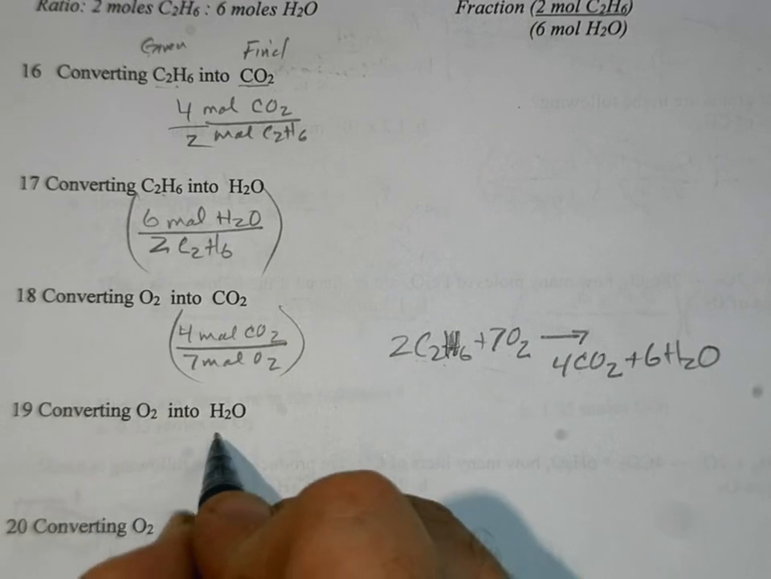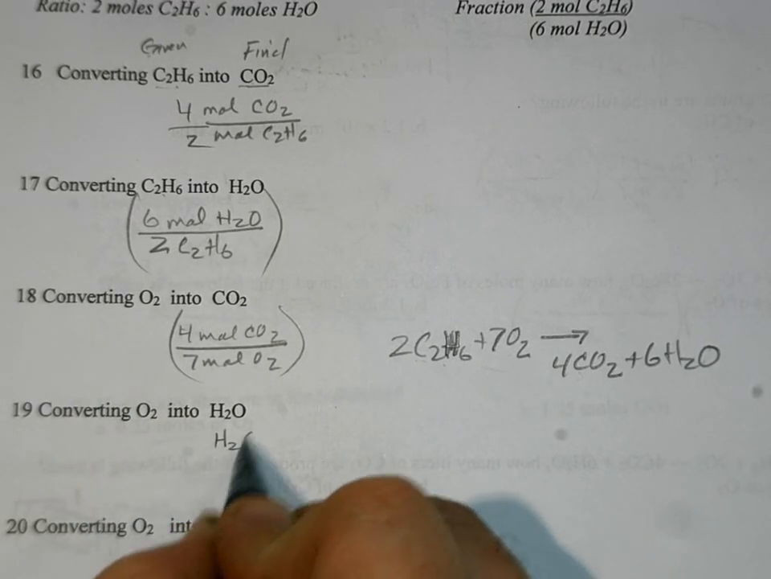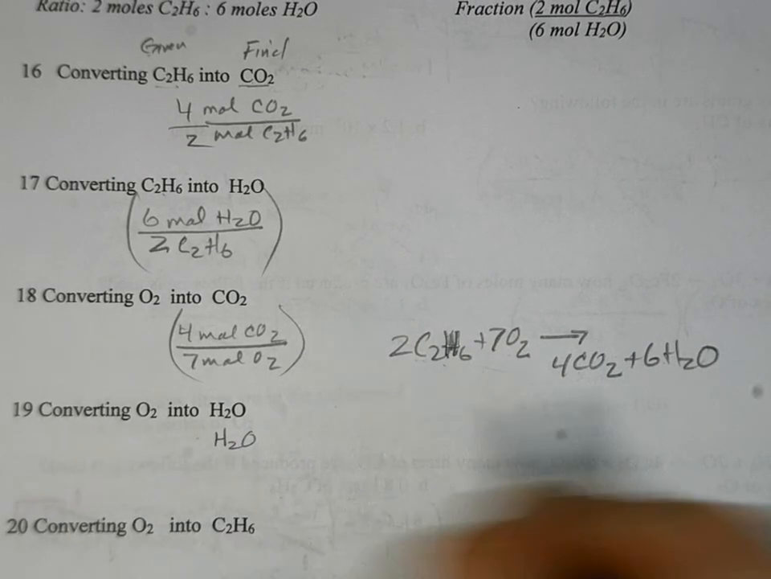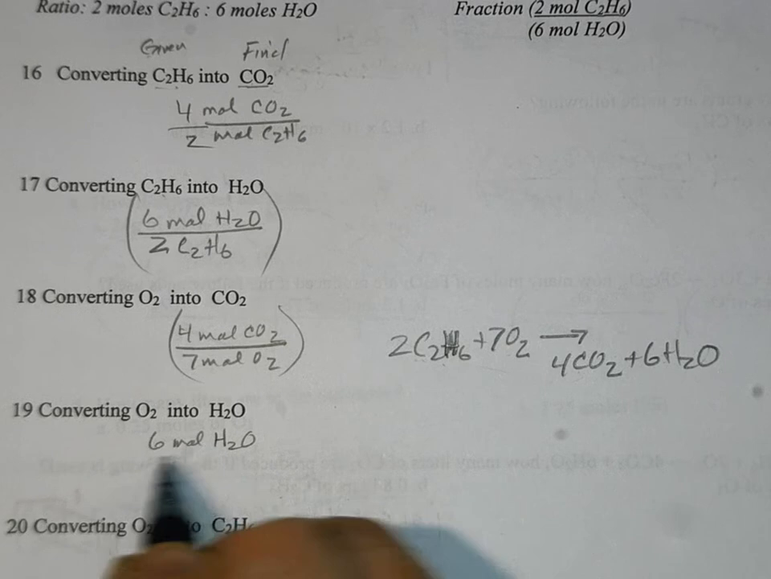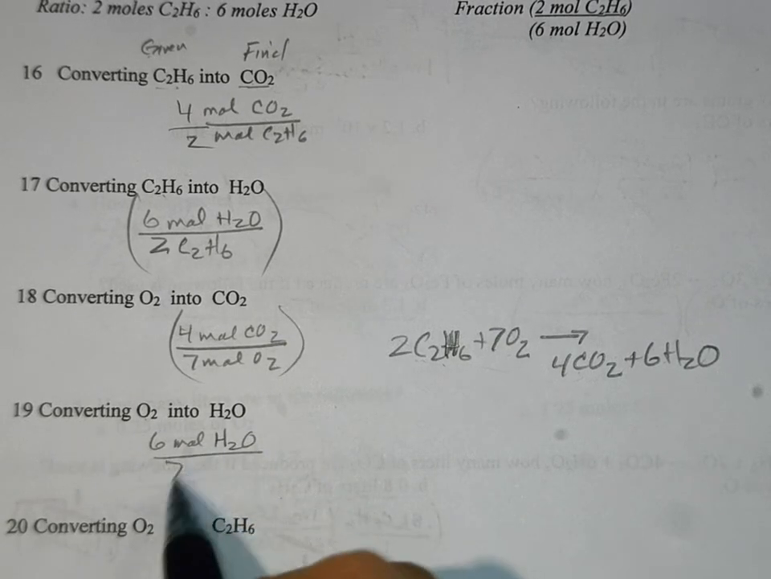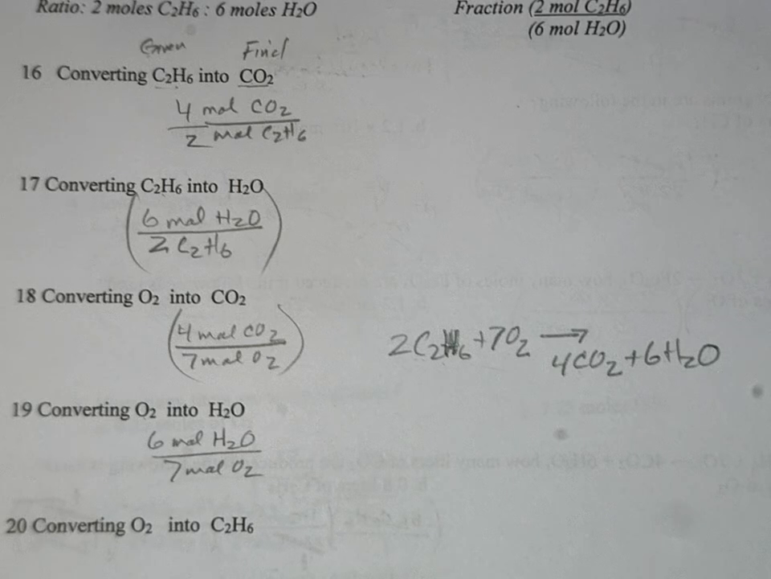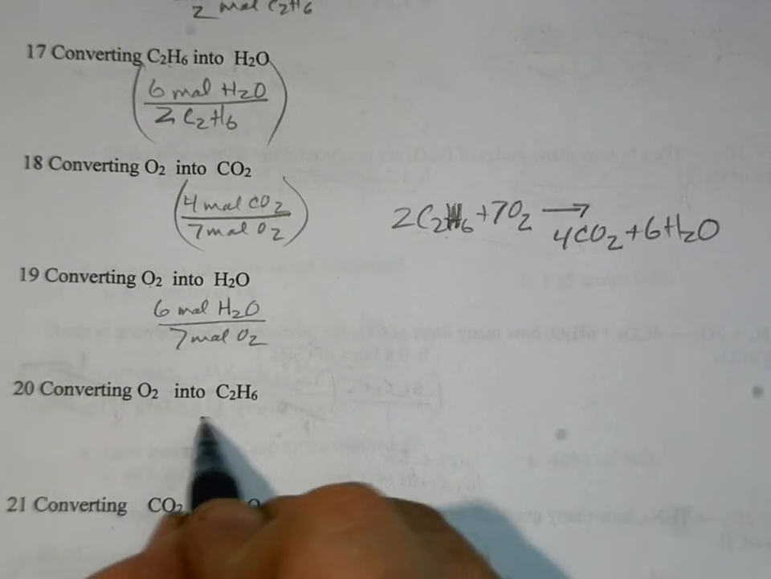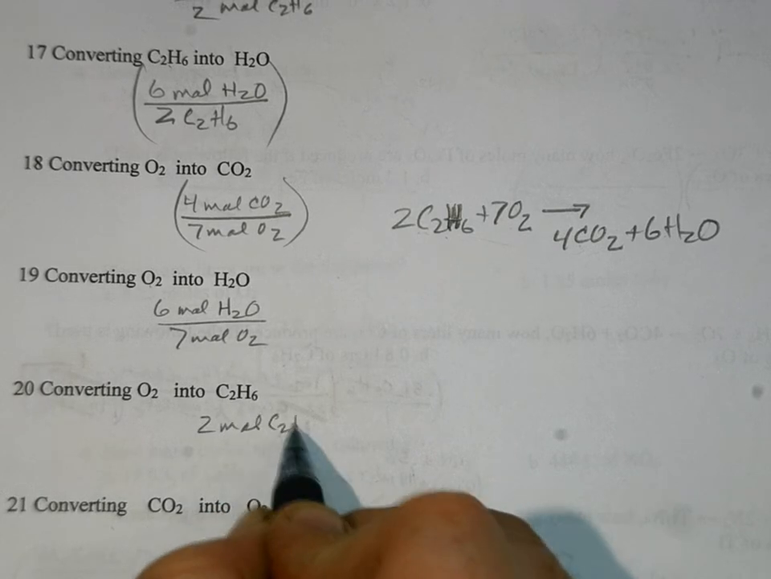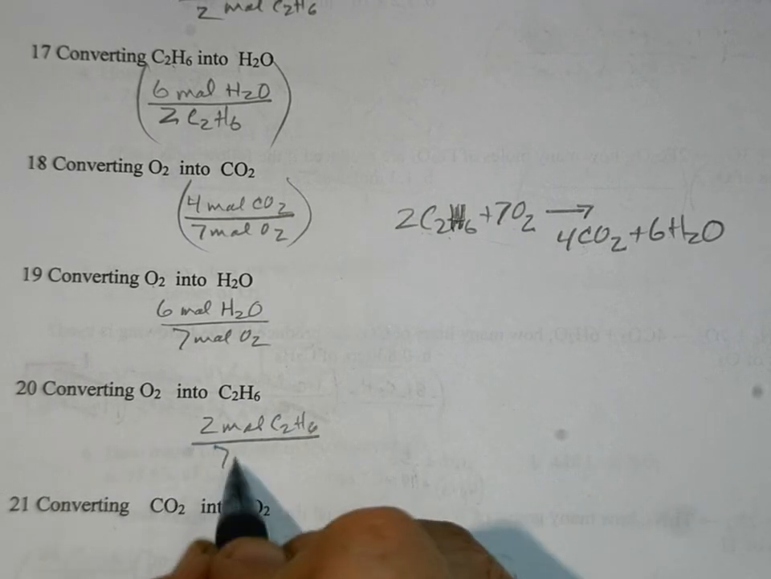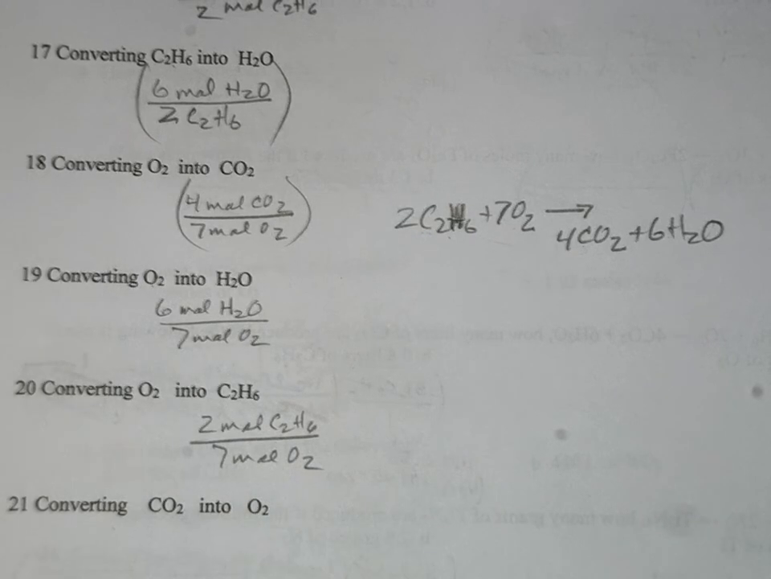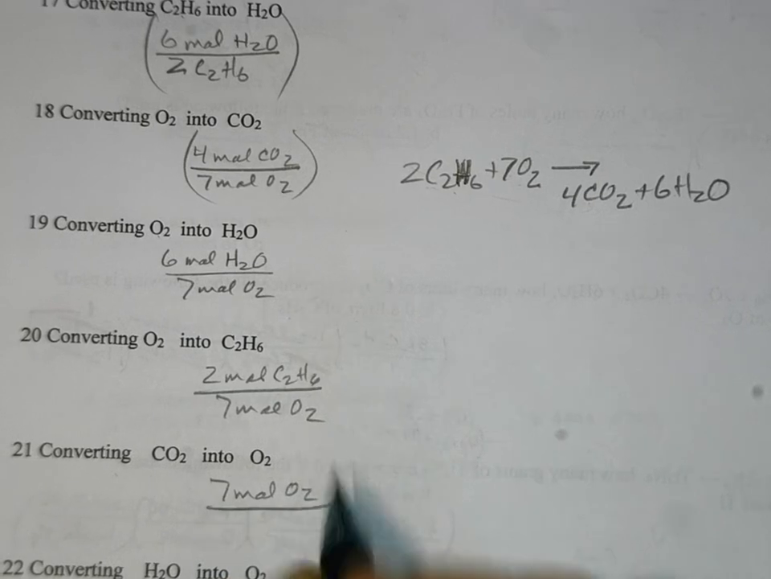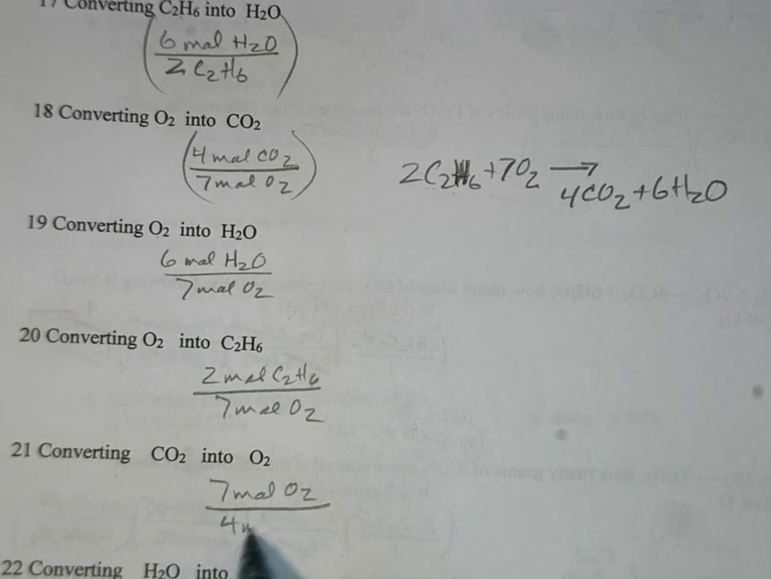Now, if you're getting to the point going, oh my gosh, this is getting boring, okay, cool, then hopefully you're getting it. We're trying to find water in this problem. The balanced equation has 6 moles of water, and there were 7 moles of O2. Okay, I'm going to start going a little faster here now. So we've got 2 moles of C2H6 given. We had 7 moles of O2. Over here, 7 moles of O2, and then we had 4 moles of CO2.